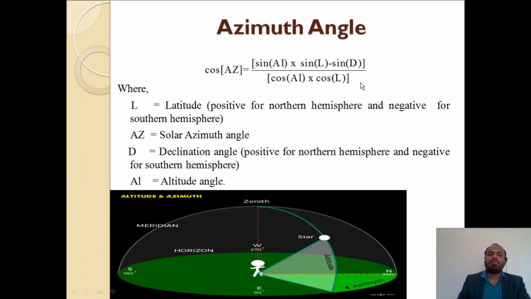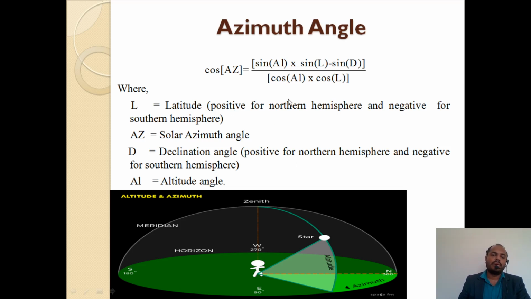We can calculate the azimuth angle by using this simple formula. Cos of azimuth angle is equal to sine of altitude multiplied by sine of latitude, minus sine of declination angle, divided by cos of altitude angle multiplied by cos of latitude, where L is the latitude, positive in the northern hemisphere, negative in the southern hemisphere. AZ is the solar azimuth angle, D is the declination angle, positive for the northern hemisphere, negative for the southern hemisphere. AL is the altitude angle. By using this formula, we can directly calculate the solar azimuth angle.